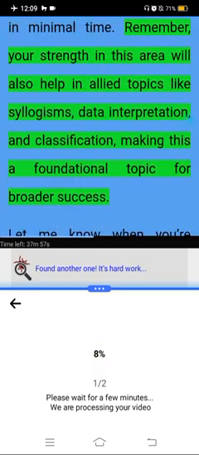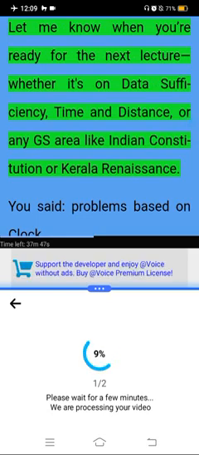Remember, your strength in this area will also help in allied topics like syllogisms, data interpretation, and classification, making this a foundational topic for broader success. Let me know when you're ready for the next lecture, whether it's on data sufficiency, time and distance, or any GS area like Indian Constitution or Kerala Renaissance.